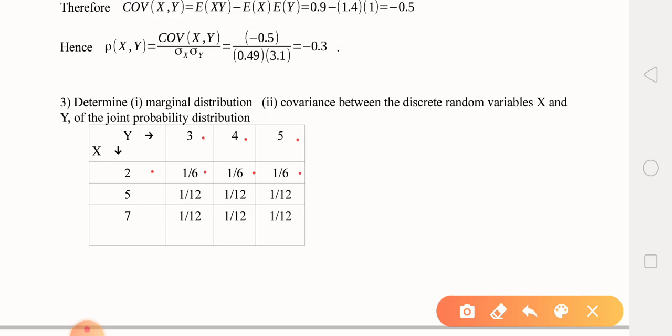into 1 by 6 plus 5 into 3 into 1 by 12 plus 5 into 4 into 1 by 12 plus 5 into 5 into 1 by 12 plus 7 into 3 into 1 by 12 plus 7 into 4 into 1 by 12 plus 7 into 5 into 1 by 12. So first fix the x value.